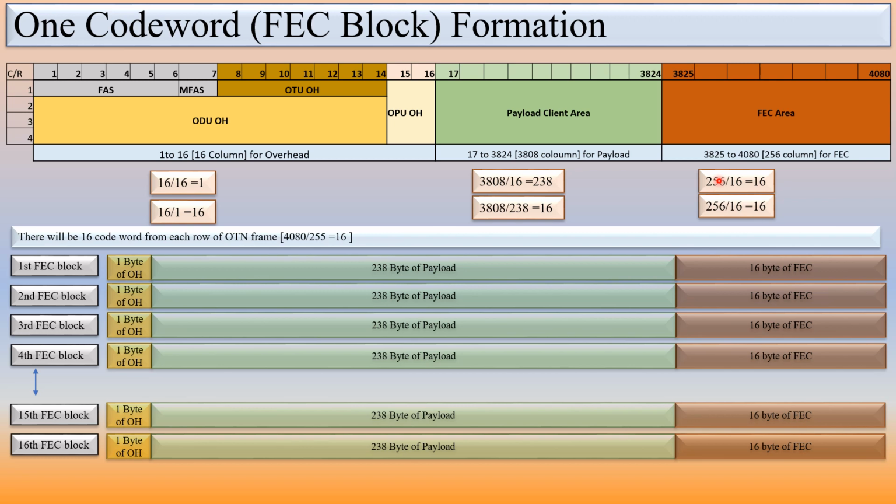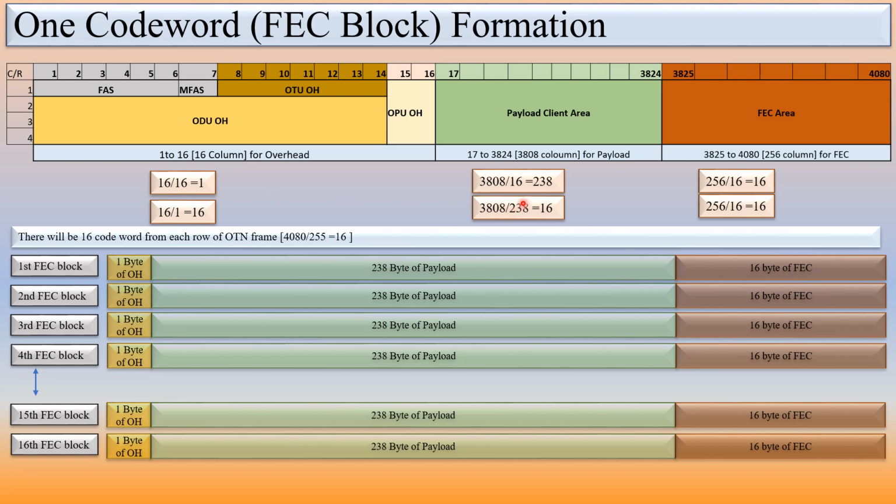So if we divide 256 by 16, where 16 is the number of FEC bytes from each row, you get 16, meaning 16 bytes are used in each FEC block from the FEC area. In the same way, if we divide 16 by 1, meaning 1 byte is used in each FEC block from the overhead area, you can create 16 FEC blocks.